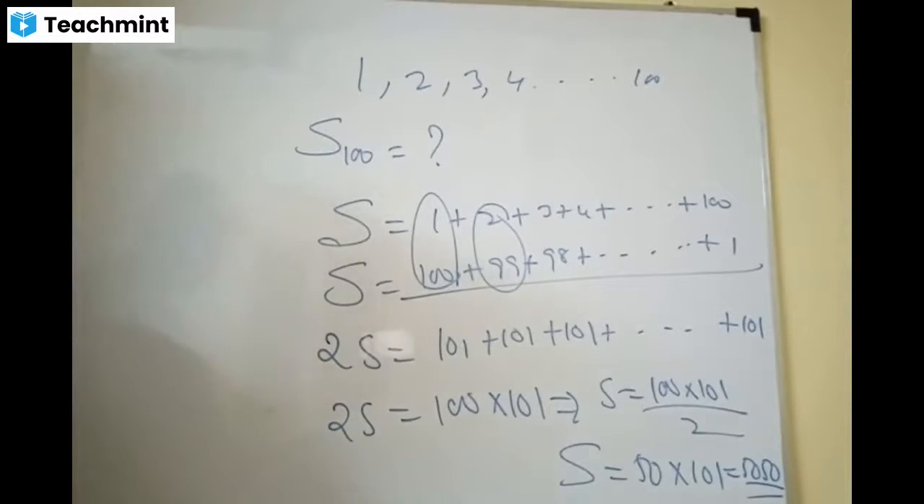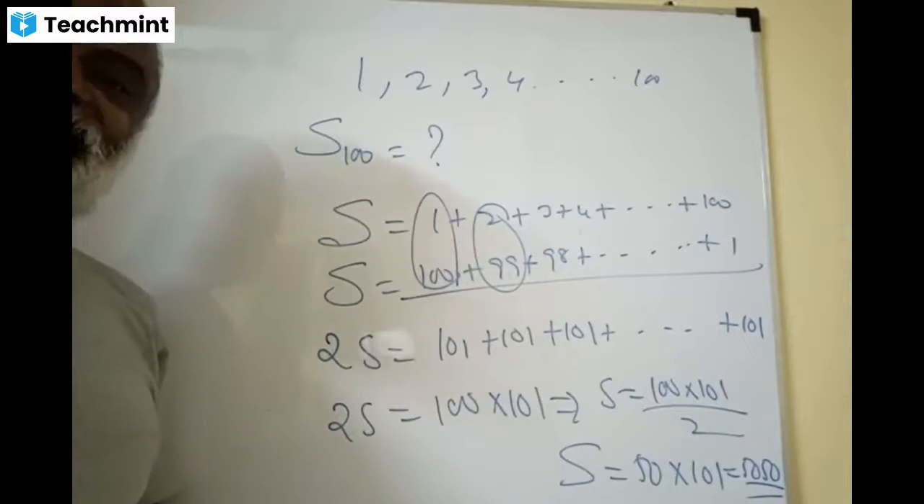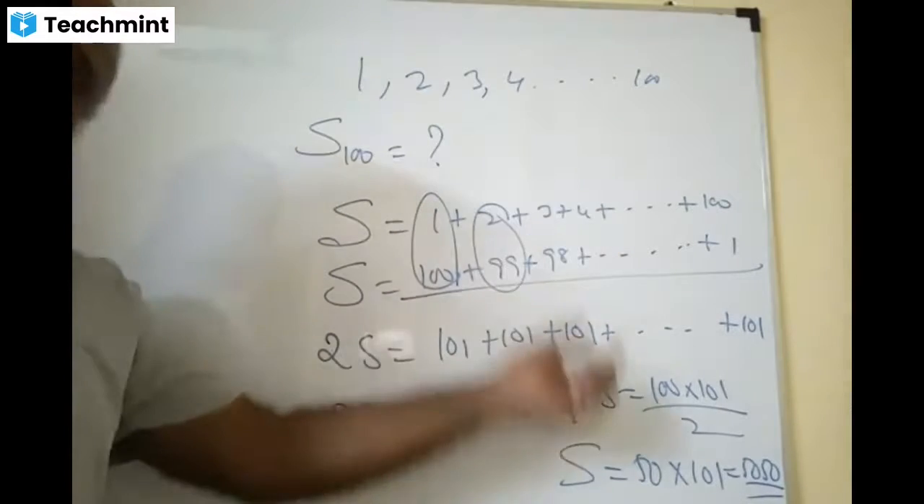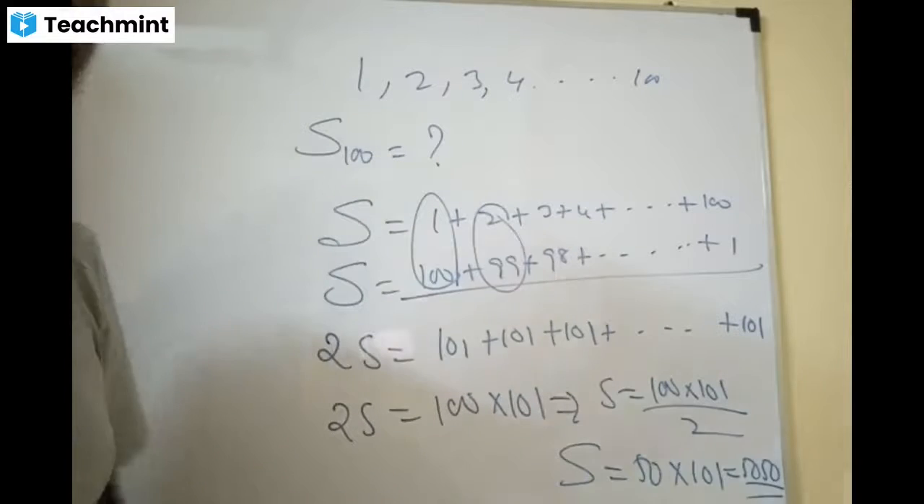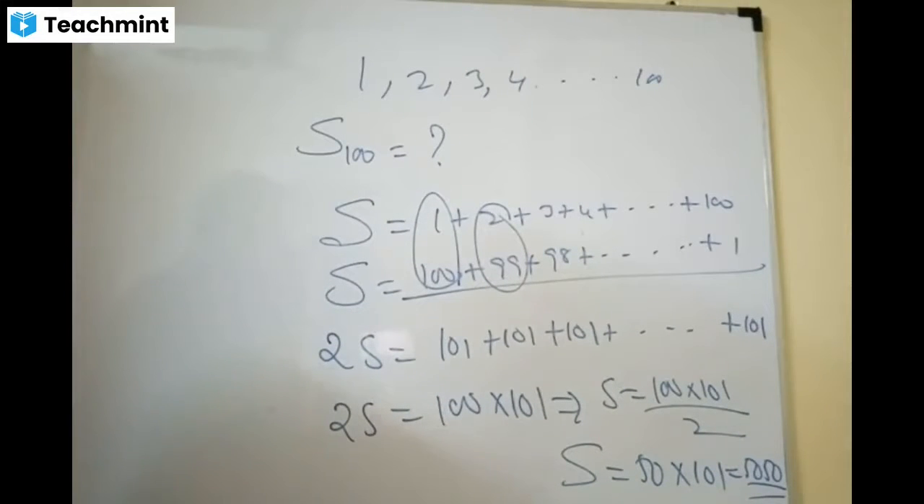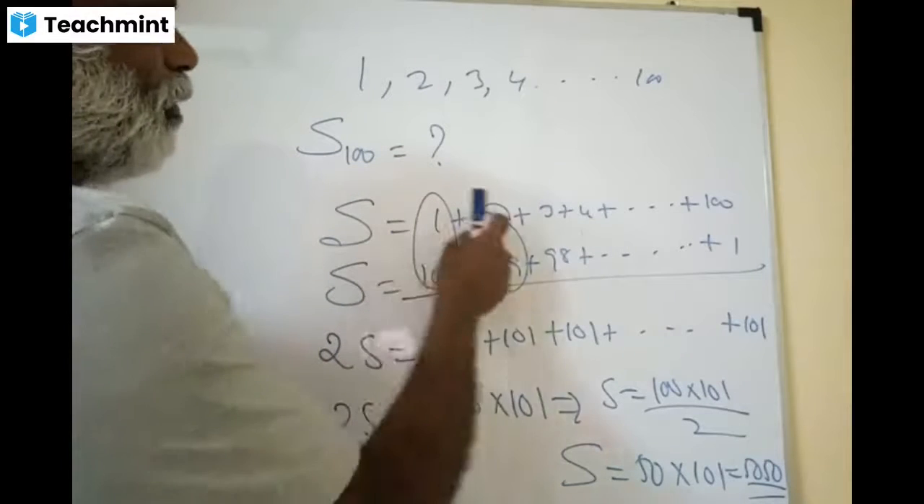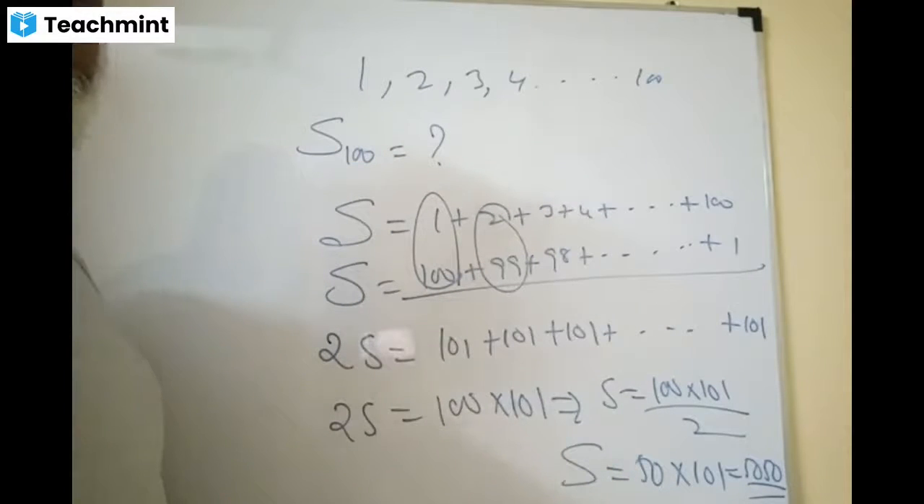Now, how are we going to derive this Sn formula? So I'll take a general AP and I will find out the sum. How beautiful it is. There is a pattern, right? There is a rhythm.